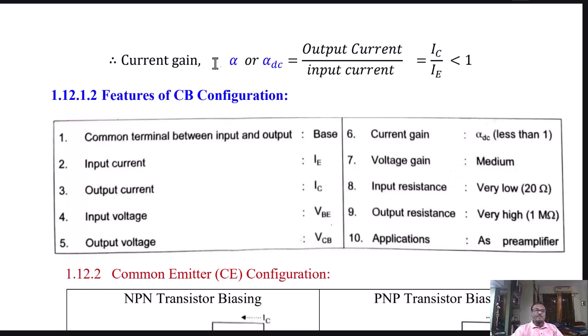The current amplification factor or current gain in common base configuration is denoted by the letter alpha or alpha DC, and that is defined as the ratio of output current to input current. The output current is IC in this configuration and the input current is IE. And we know that IC is less than IE, therefore the current amplification factor alpha is always less than 1.